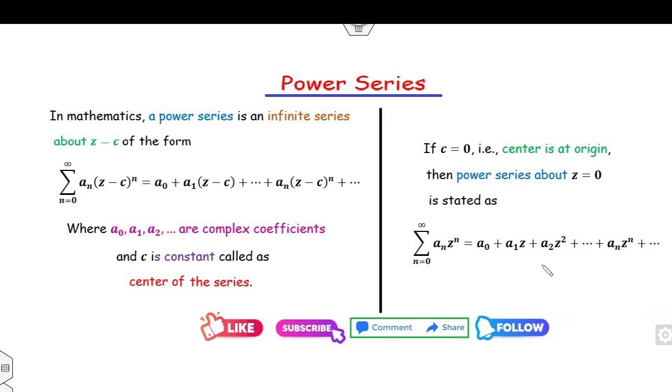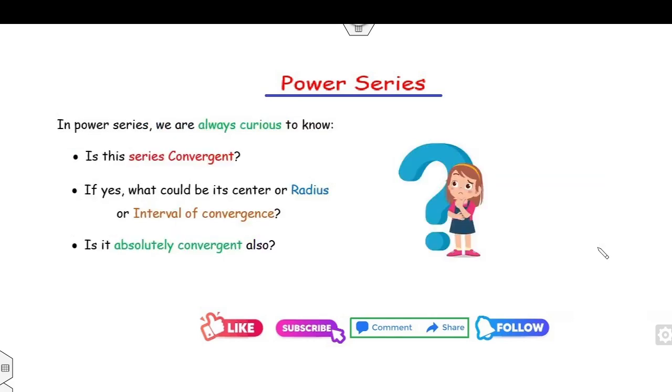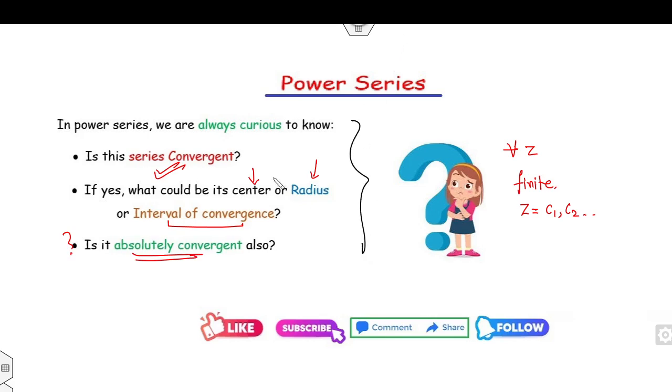Now, once we know the basic definition of the power series, the first question that always comes to our mind is: is this power series always convergent? If yes, then what could be the center? What is the radius? And what is the interval of convergence? Is it convergent for all values of z? Is it convergent only for some finite values of z? Or is it convergent only for some finite values c1 and c2 and so on? The third question that arises here is, if it is convergent, can you say it is absolutely convergent? The answers to all these questions we will discuss in this lecture in full detail.